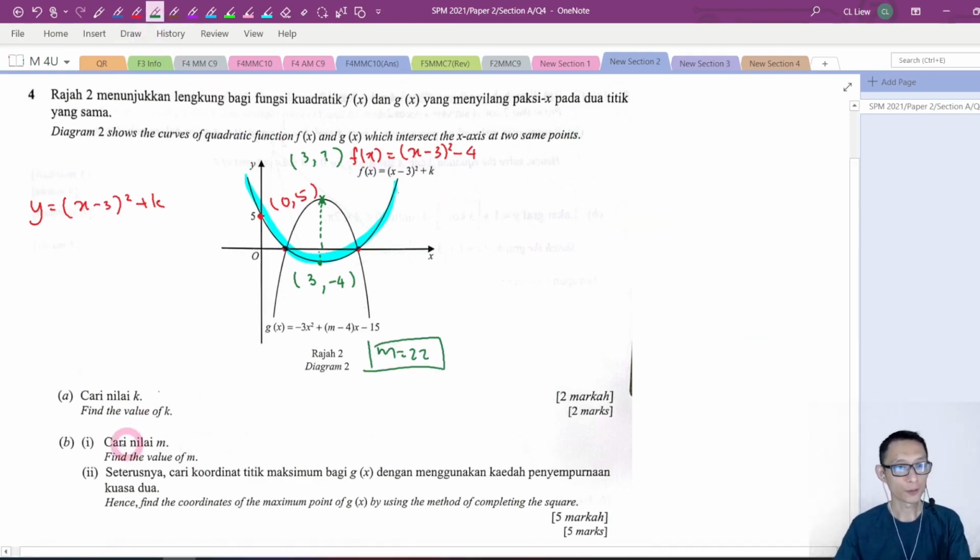Now let's go to the last part, B2. Hence, find the coordinate of the maximum point of g. We already know the x coordinate for the maximum point, but we still need to find the y coordinate. The question asks us to use the method of completing the square, so we need to follow the requirement of the question. g of x is equal to negative 3x squared plus m, which we got just now is equal to 22, so 22 minus 4, x minus 15.